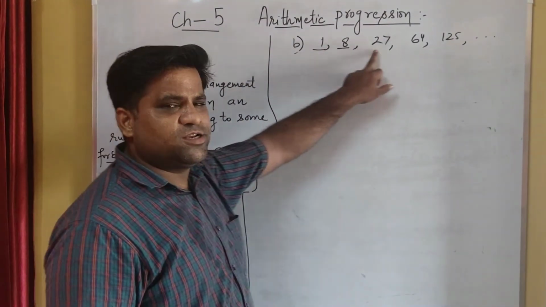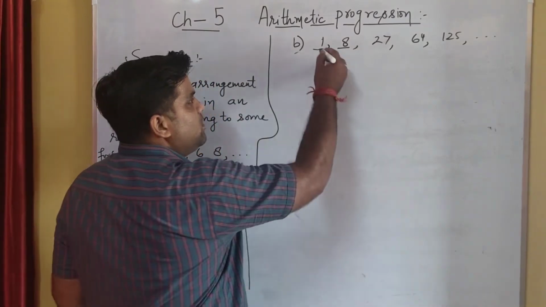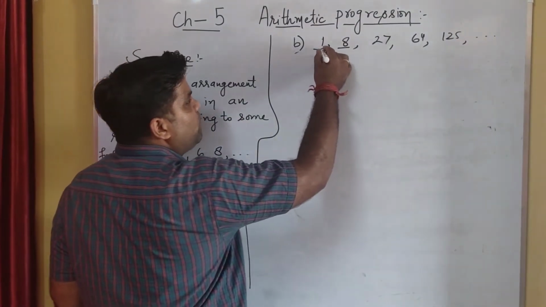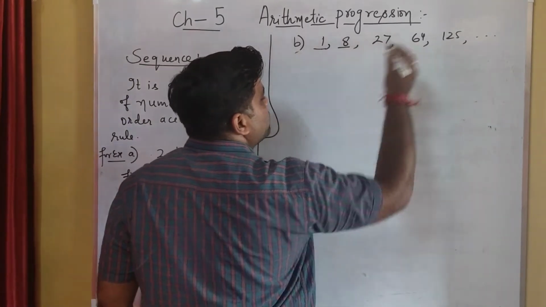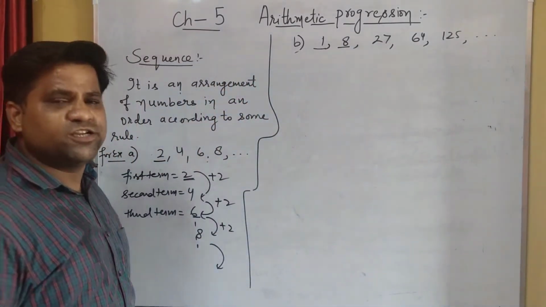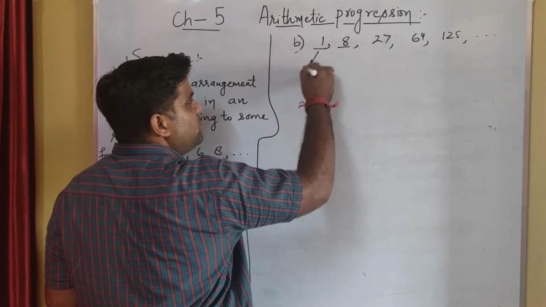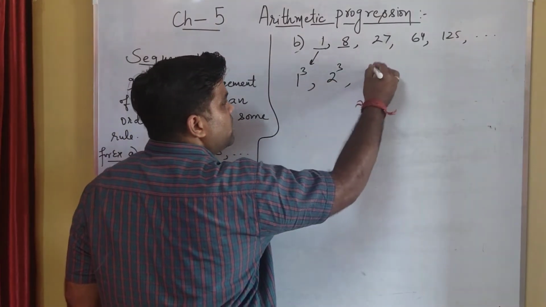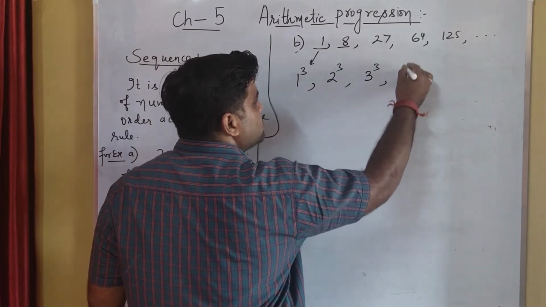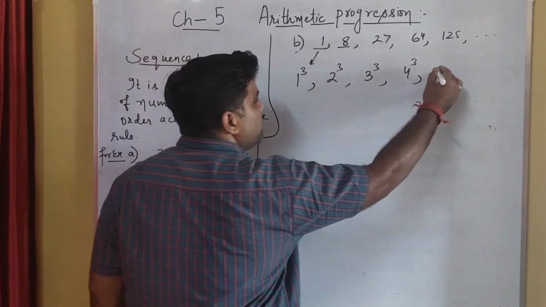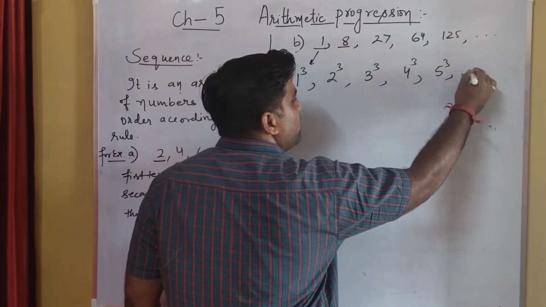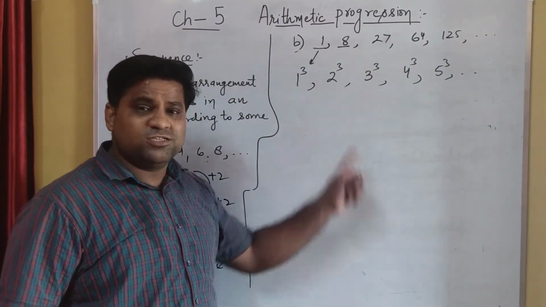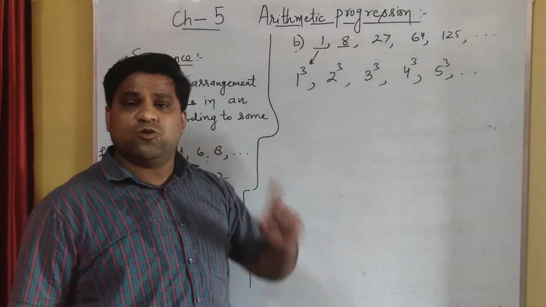Let us come to another example. Here another sequence is given: 1, 8, 27, 64, 125 and so on. What is it? We can see that 1 is a cube of 1, 8 is the cube of 2, 27 is the cube of 3, 64 is the cube of 4, 125 is the cube of 5 and so on. So it is a cube of natural numbers. It means that it is also a sequence.